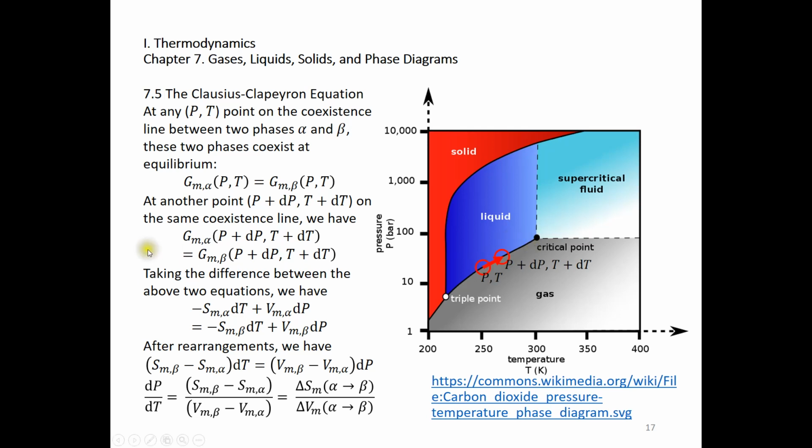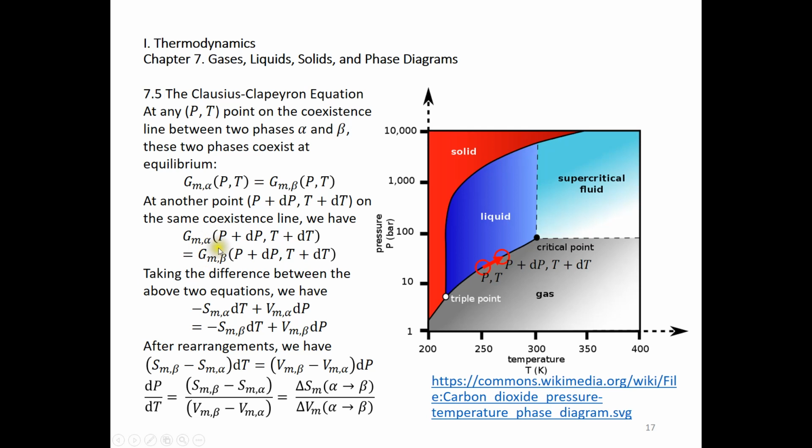And also we can find another data point on the same coexistence line. We just need to slightly perturb this pressure and temperature. Now P becomes P plus dP, T becomes T plus dT. So at this new data point, with both pressure and temperature being disturbed by an infinitesimal amount, we still have the molar Gibbs energy of the alpha phase equals the molar Gibbs energy of the beta phase.